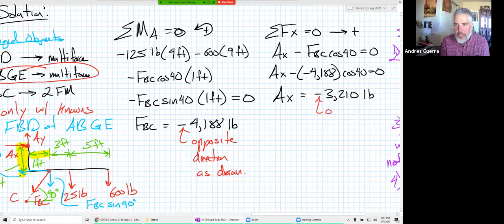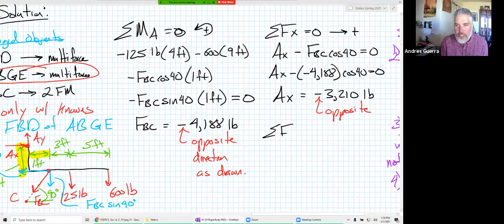So again, I found another one that goes opposite, which is totally fine. I don't even want to call it the right direction. I don't have to get the sign correct direction on any of my forces that I draw in my FBD. So I get a negative 3,210 for Ax.